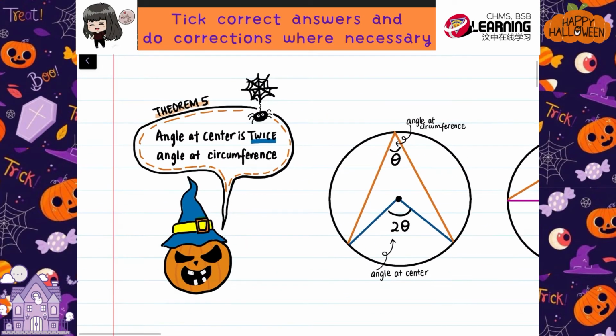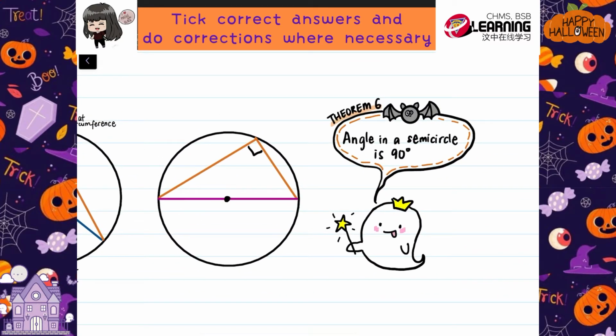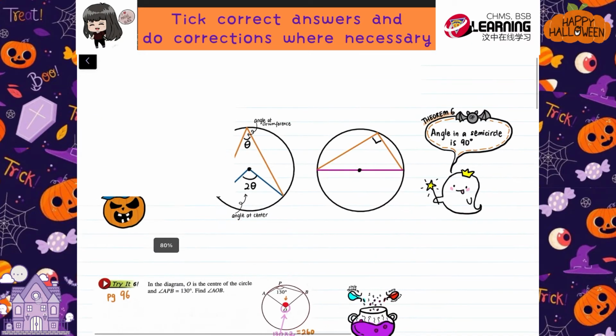Theorem 5 is about angle at the center is twice angle at the circumference. Can you repeat this together with me? Okay, theorem 5. And then theorem 6, angle in a semicircle is 90 degrees. Remember these two theorems, alright?